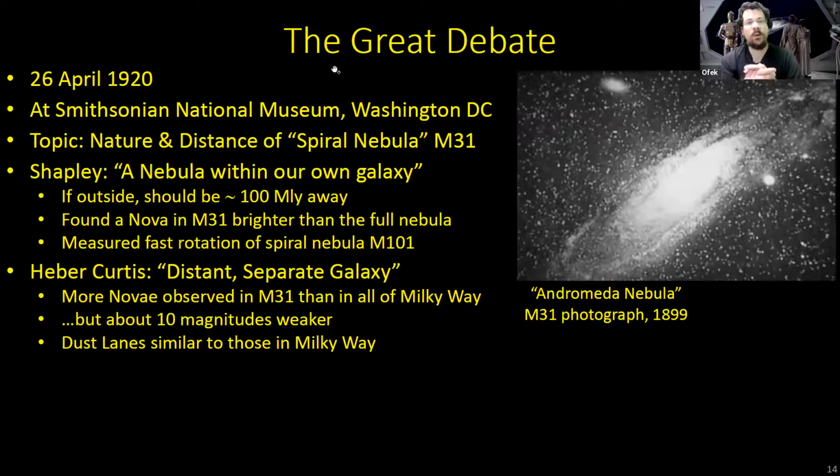This happened just over 101 years ago, in April of 1920. It was an actual debate. The various scientists met together to discuss this question. It happened in Washington, D.C., in the US, at the Smithsonian National Museum. And the official question on the table was, what was the distance to what was then called the spiral nebula M31? That is object 31 in the Messier Catalog. Here's a picture available at the time from 1899, the Andromeda Nebula, because it's in the constellation of Andromeda.